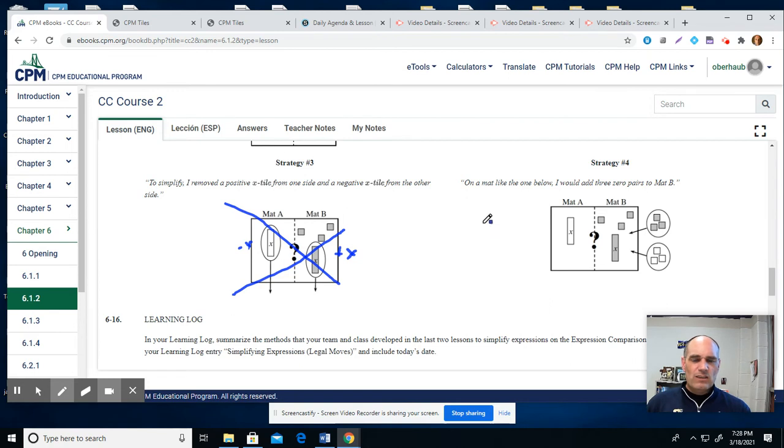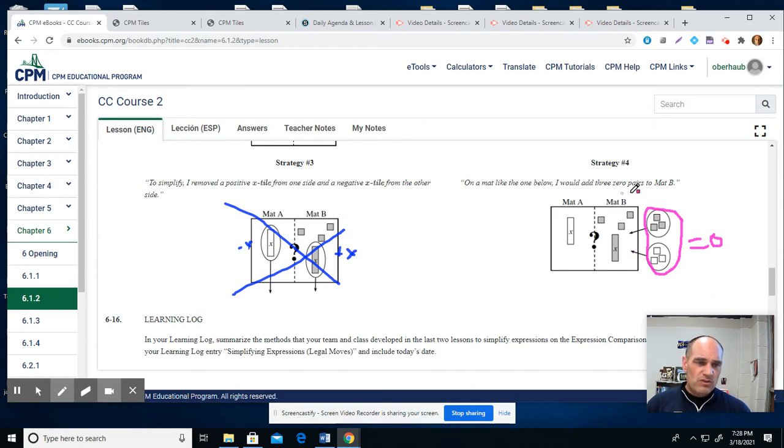All right, strategy 4. On a mat like the one below, I would like to add 3 zero pairs to mat B. So they're going to put 3 positives on this side and 3 negatives on the same side. Is that legal? Well, I guess my thought is this. If I'm putting these on the mat, that equals 0. So if I add 0 to something, that never changes the value of it. So I would have to say that that's probably legal.